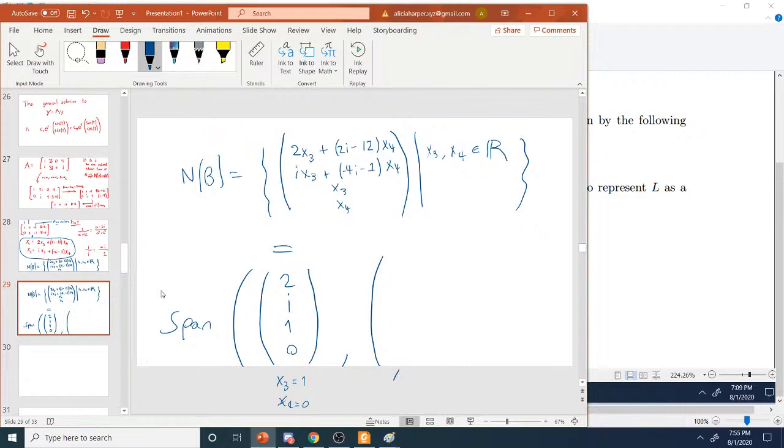And then I'm going to look at the vector I get when I set x3 equal to 0 and x4 equal to 1. And that's going to give me 2i minus 12 for my first component here, negative 4i minus 1 for my second component, 0 for my third, and 1 for my fourth. And so these two vectors that I've just written down form a basis for the null space of B, and hence also form a basis for the null space of A.